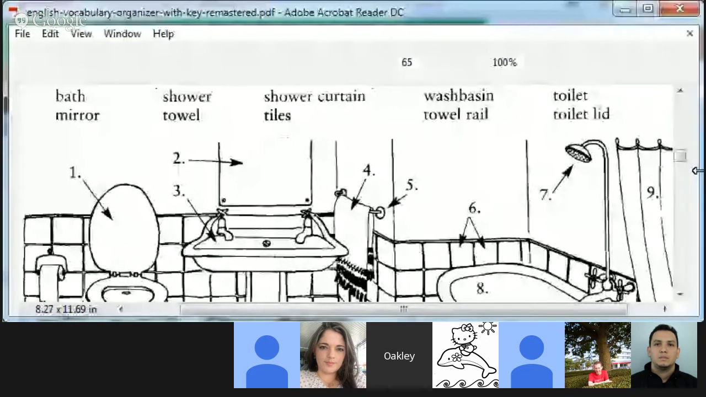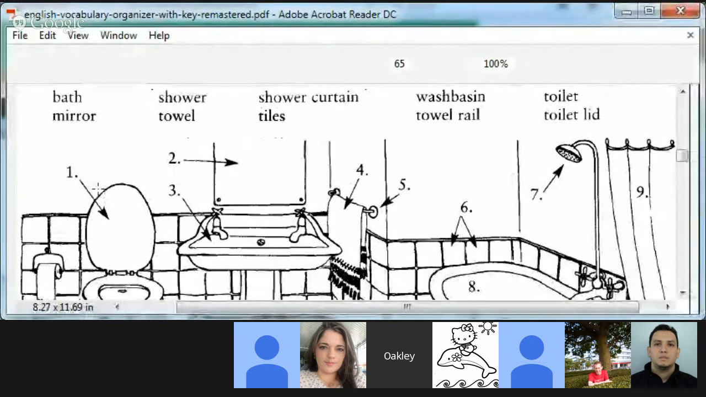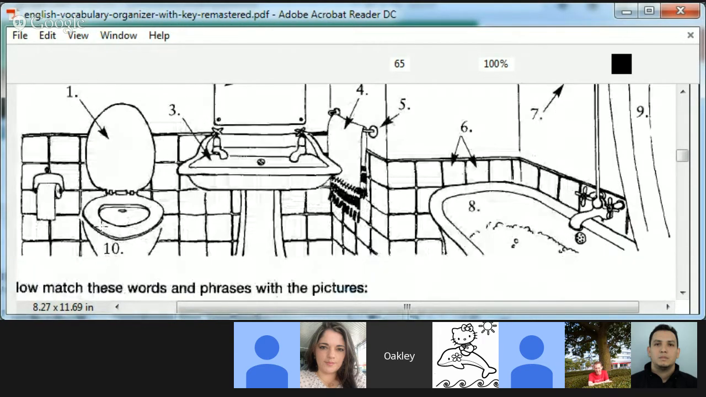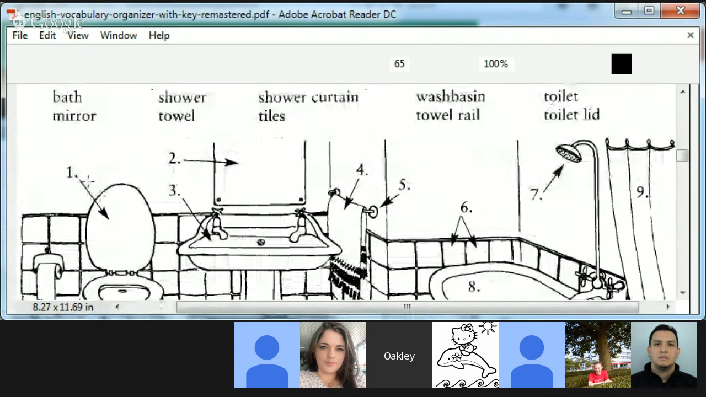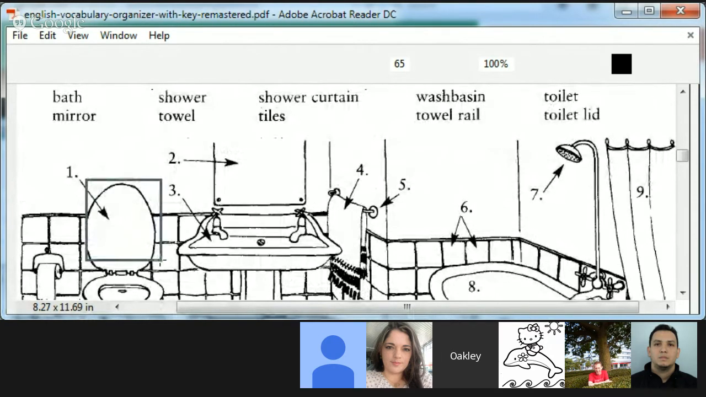Heidi. All right. Number one. Toilet. Toilet lid or only toilet? Toilet. Oh, you're right. Wait a minute. Oh, we got number 10 down here. Lid. Toilet lid. Okay. All right.